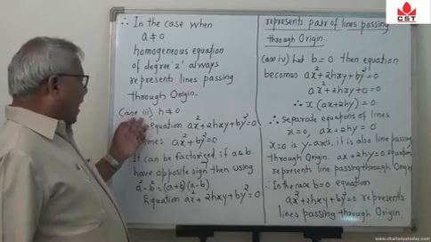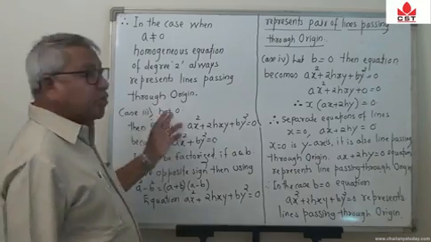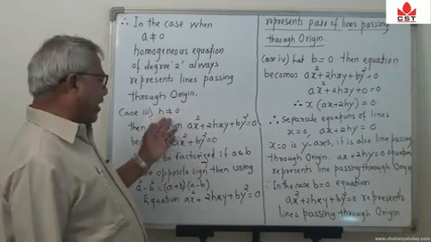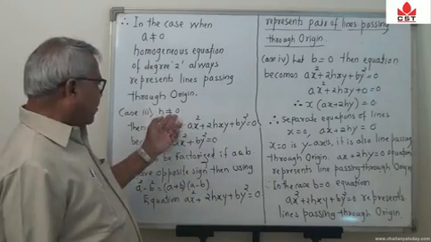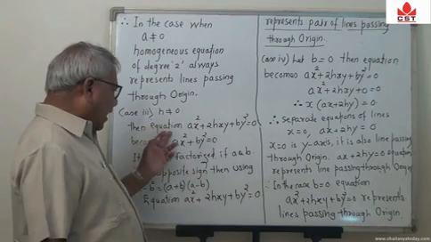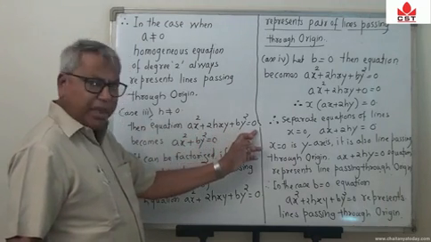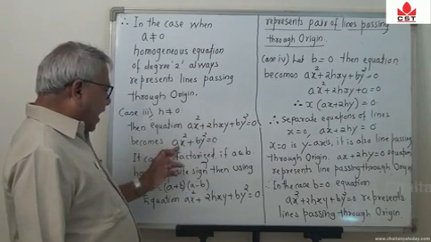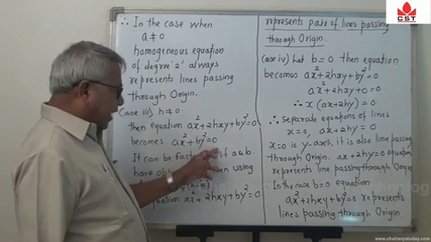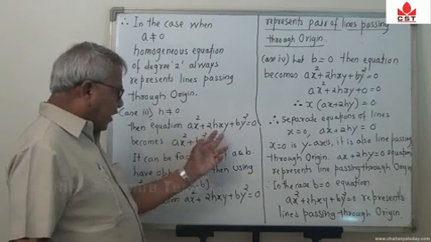Now listen. Now case number 3: h is equal to 0. Generally, we are not taking this case. Nobody is taking the case like this. But see that, then the equation ax square plus 2hxy plus by square equal to 0 becomes ax square plus by square equal to 0. Due to h, it becomes 0.